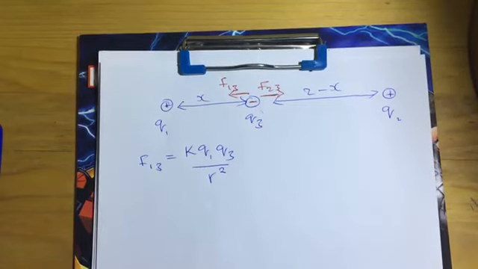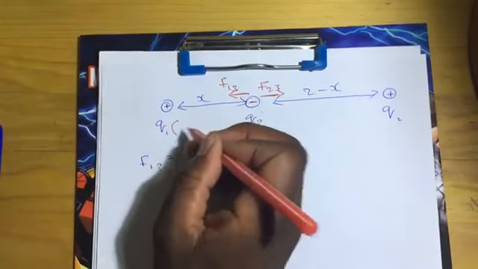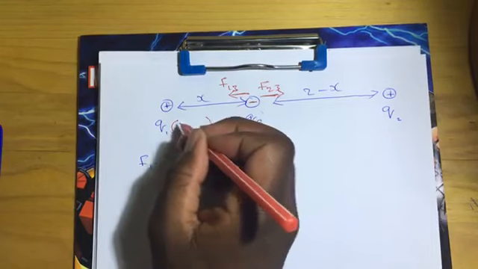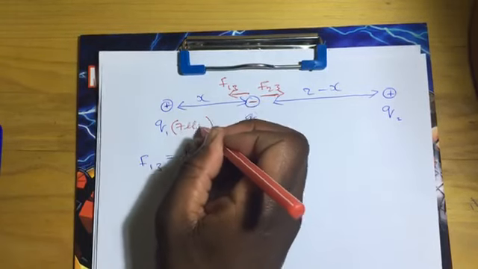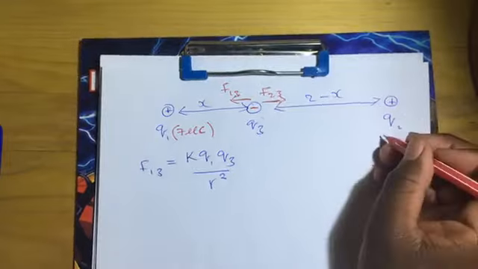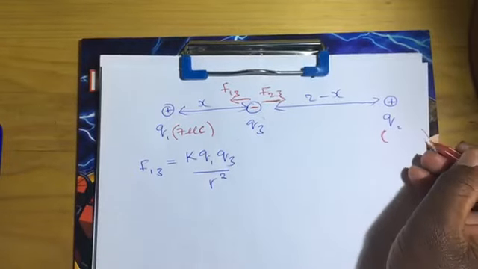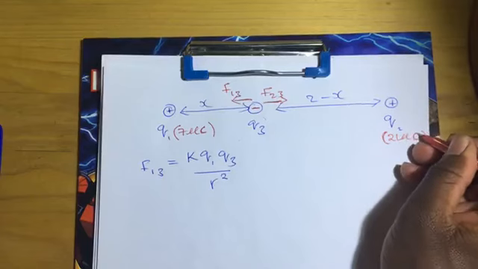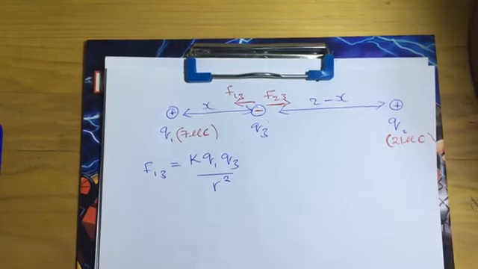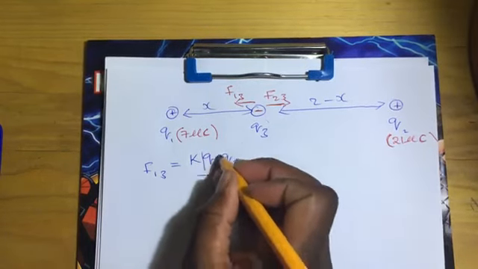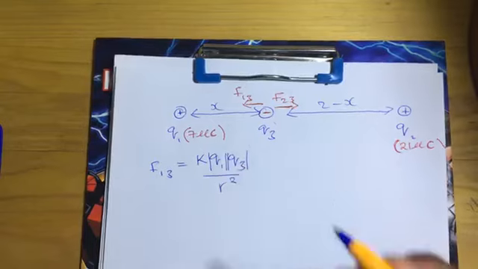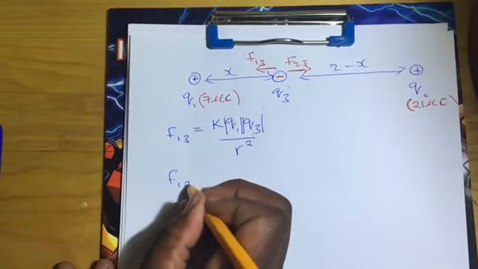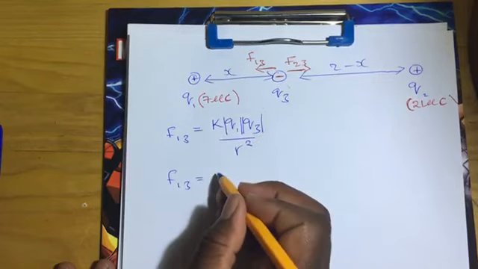Now, Q1, we were told Q1 was 7 microcoulombs. We were told Q2 was 21 microcoulombs. So we can plug in. I'll put modulus bars because I'm not really interested in the signs, just the magnitude. This is going to be F13 is equal to K.